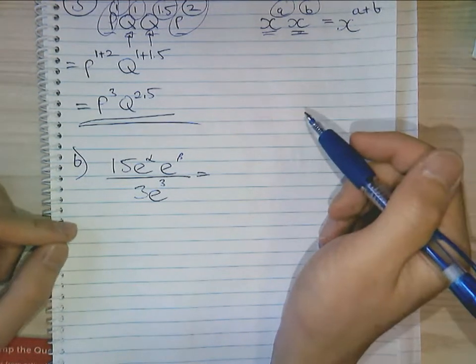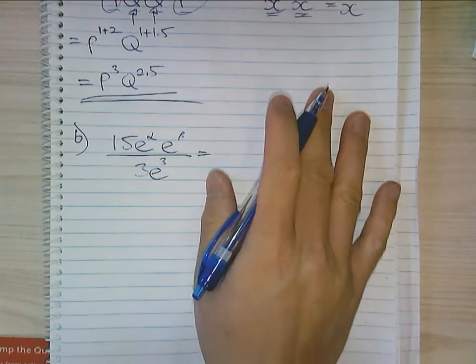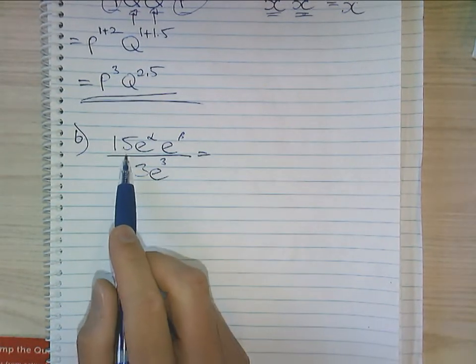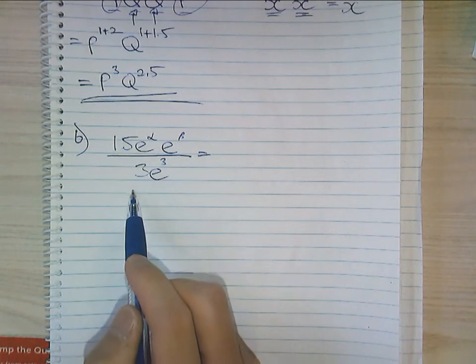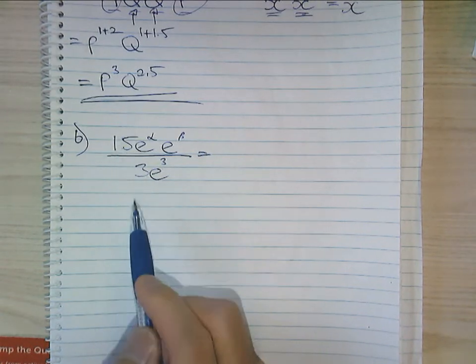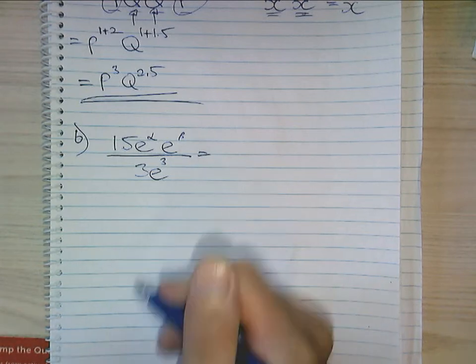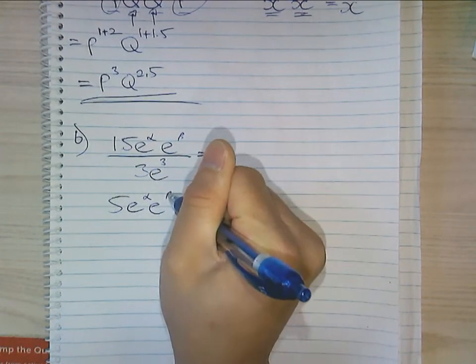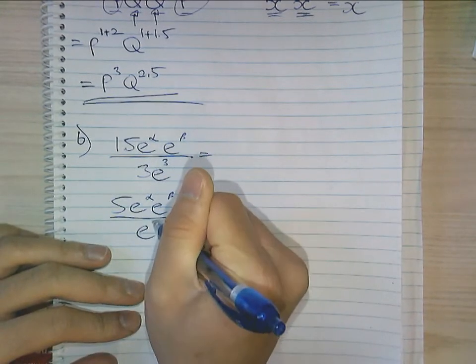So where do we go from here? We want to simplify. So what's the first thing we can simplify? Well, I can see 15 can go and divide by 3 and give me a number, right? So what's 15 divided by 3? It's just 5. Okay, so 5 is equal to e^alpha e^beta divided by e to the power 3.